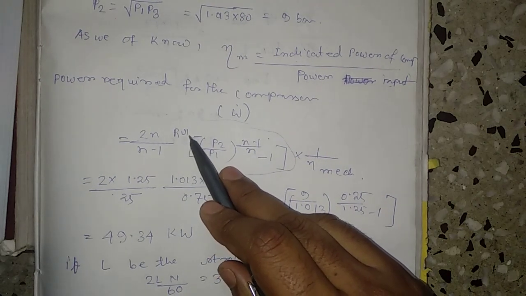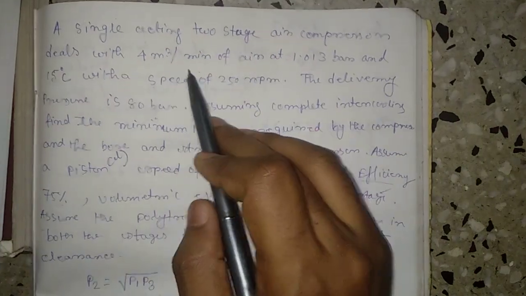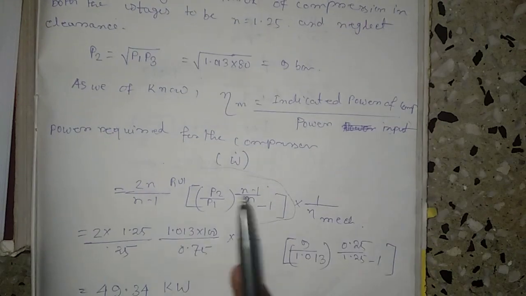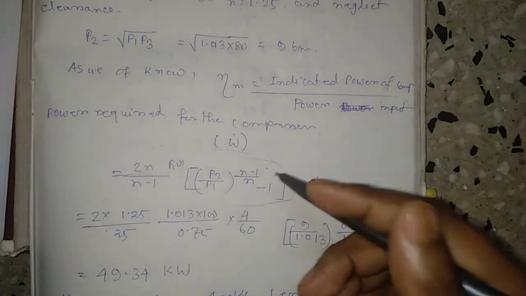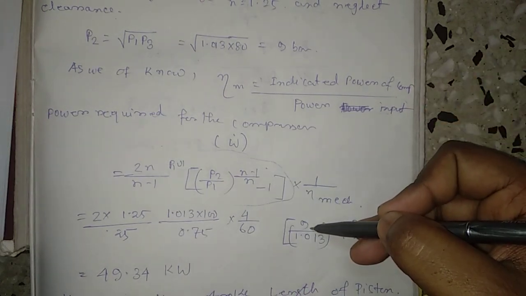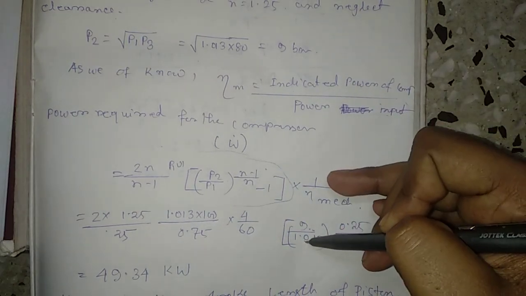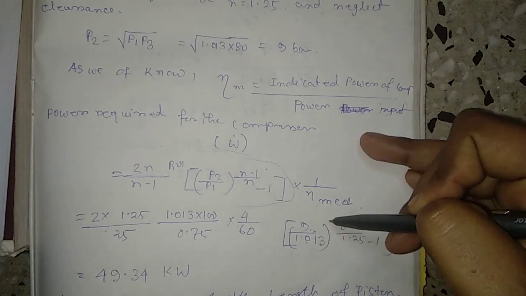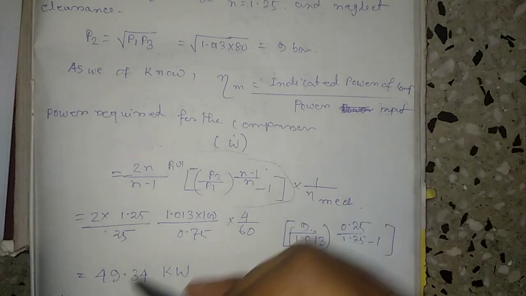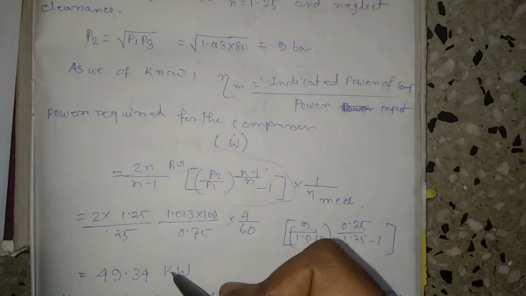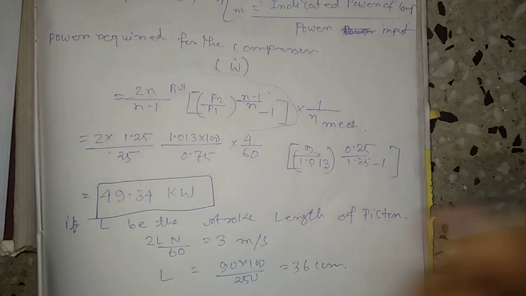The value of V1, the volume, is given as 4 meter cube per minute. You just convert it into per second, so 4 by 60. Times P2 by P1. The P2 value is 9 here, and P1 is 1.013, to the power of (n minus 1) divided by n, that is 0.25 divided by 1.25. So ultimately the power required for the compressor will be 49.34 kilowatt.